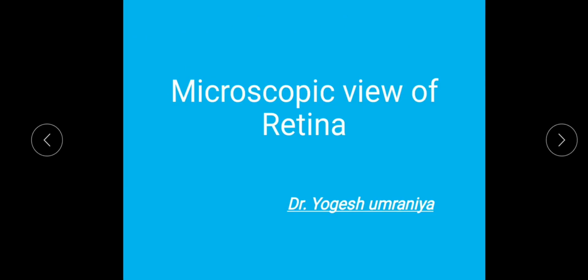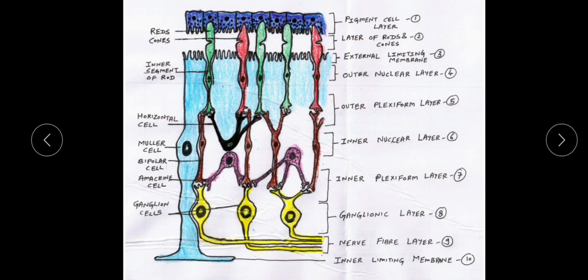So now we will discuss the microscopic view of the retina as well as the identification points of the histology slide of the retina. Before we see the actual slide of the retina under the microscope, we will discuss the schematic diagram of the layers of the retina. There are a total of 10 layers of the retina.